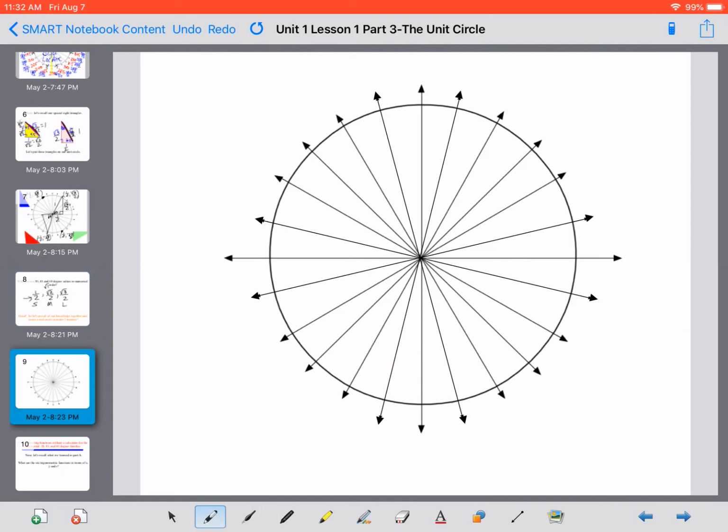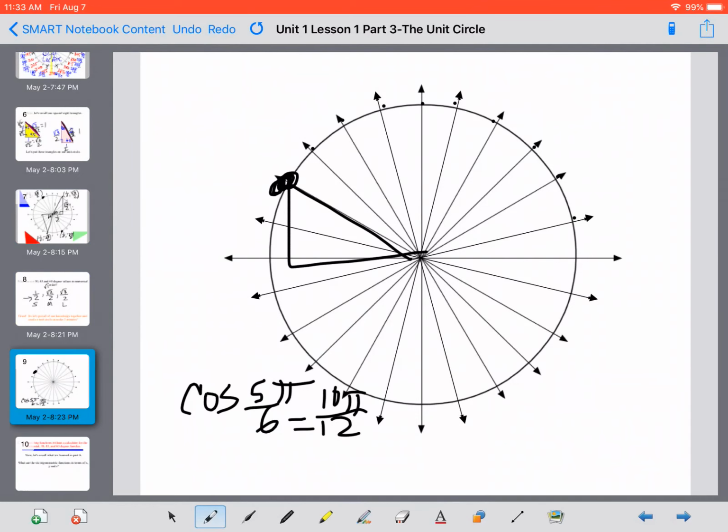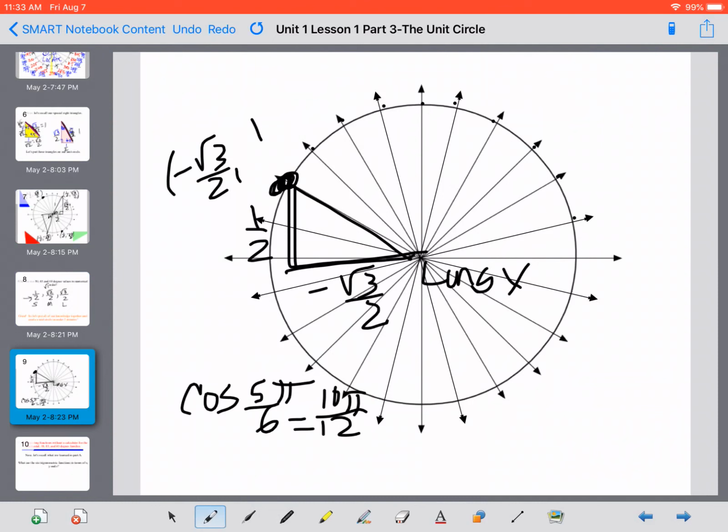So let me just show you a quick example. Let's say that I want you to find the cosine of 5 pi over 6. All right, what I can do is if I don't know where 5 pi over 6 is quickly, I can convert to 12ths. So that's 10 pi over 12. So that is 1, 2, 3, 4, 5, 6, 7, 8, 9, 10. I'm right here. All right, if I draw my reference triangle in, I have a long x, that's root 3 over 2. I have a short y, which is 1/2. X is in a negative value, so I know that my point is negative root 3 over 2, 1/2.